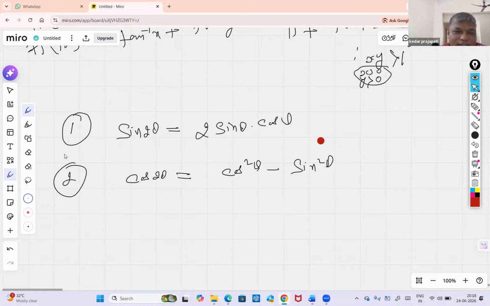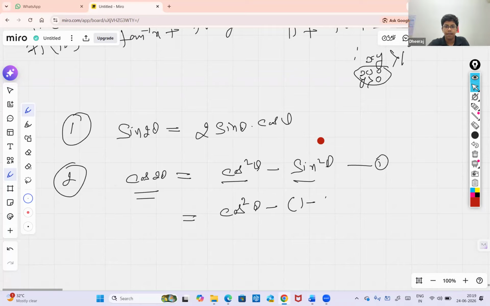But there is a standard formula for certain things. Suppose you want to write cos 2 theta only in terms of cos. Right now we are writing it in terms of cos and sin. Suppose I want to write only in terms of cos. So this is one form: cos square theta minus sin square theta, and sin square theta is 1 minus cos square theta. So once you break it, what will happen?